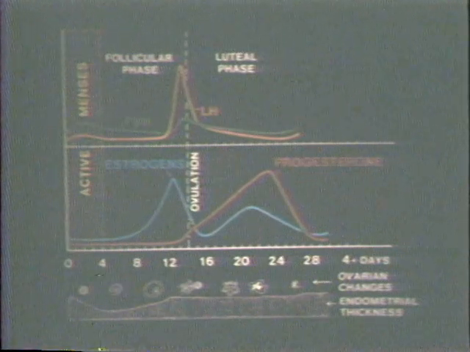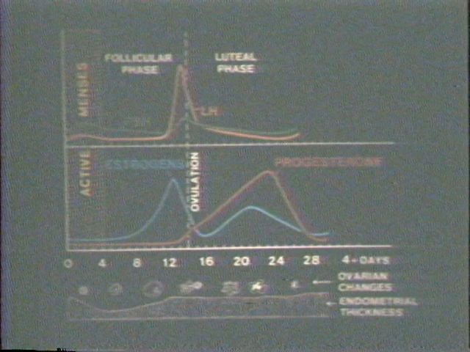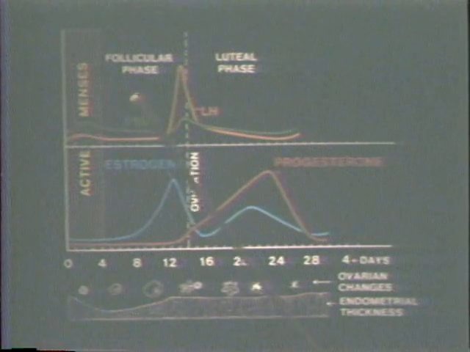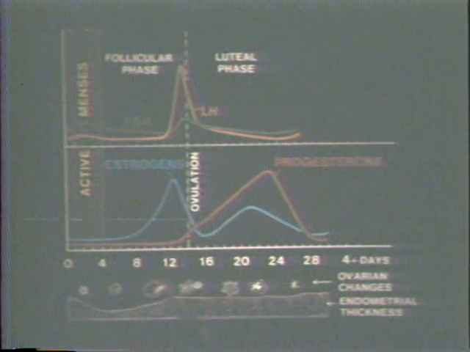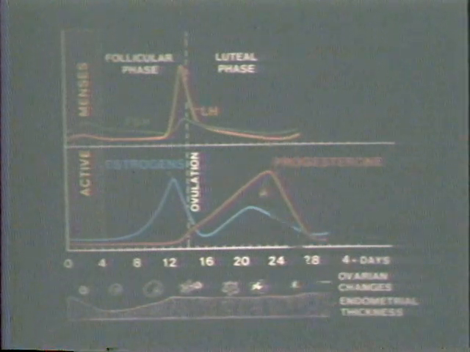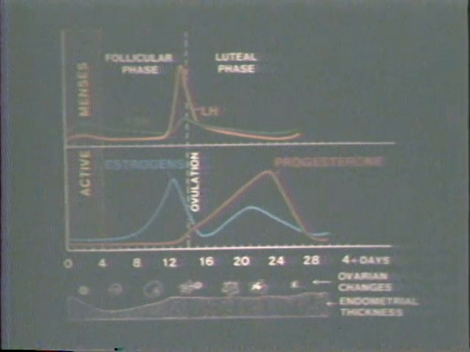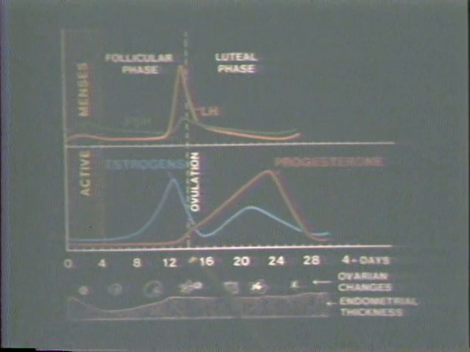For convenience, the cycle has been divided into two phases. The first one half is referred to as the follicular phase and is characterized by the growth of the Graafian follicle in the ovary. The second phase is the luteal phase, and it is the time during which the ovary develops a corpus luteum. Ovulation usually occurs midway in the cycle or approximately on day 14.